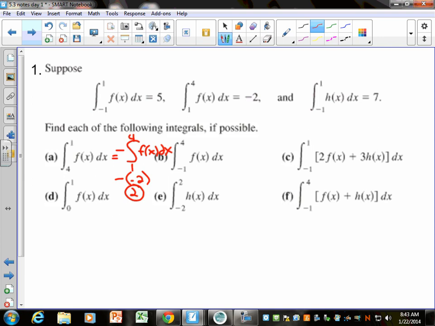What about part B? It says find the integral from -1 to 4. I'm going to write these down here.